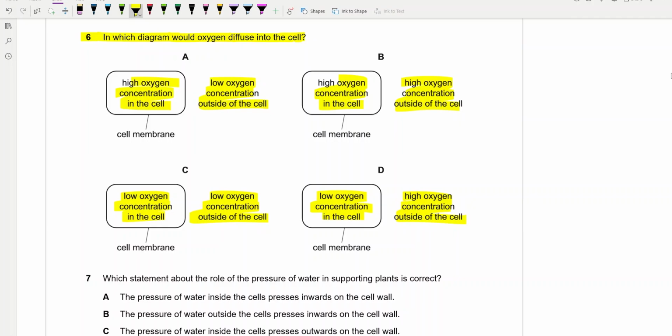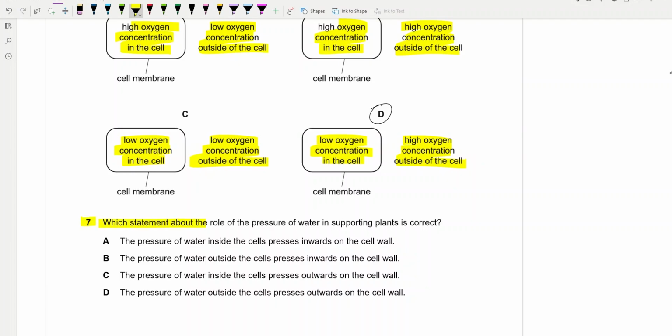So diffusion takes place from a higher concentration to a lower one. The correct answer would be option D. Question number 7. Which statement about the role of the pressure of water in supporting plants is correct? Option A. The pressure of water inside the cells presses inwards on the cell wall. It is wrong. Option B.